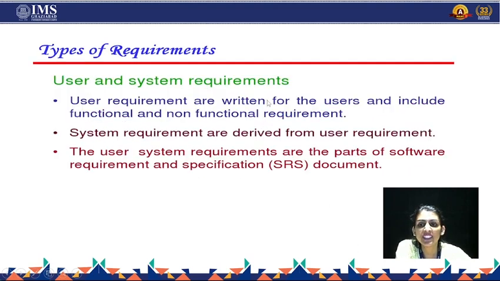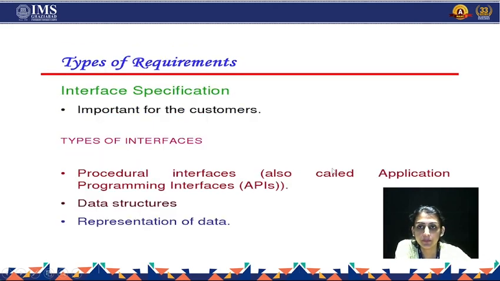Now, there are user and system requirements. User requirements are written for the users and they include functional as well as non-functional requirements. System requirements are derived from the user requirements. And the user and system requirements are parts of the software requirement specification document.